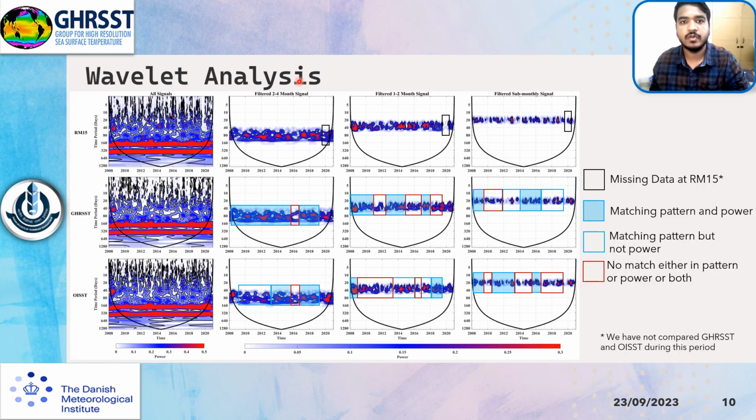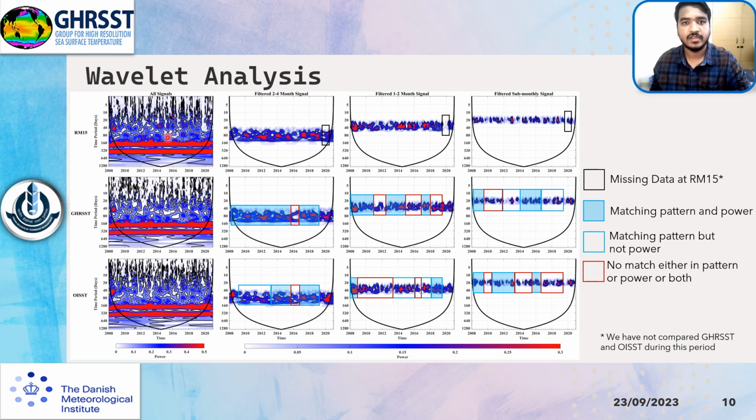Later on, we have carried out wavelet analysis of RM15 first row, GHRSST second row, and OSST third row. So wavelet analysis is used to understand the dominant modes of variability. These so-called dominant modes are nothing but the processes occurring at a certain frequency, driving the SST and leading to its variability. So using wavelet analysis, we can identify whether these processes or variability captured by the Raman buoy occurring at a certain time period over the years are captured by satellite SSTs or not.